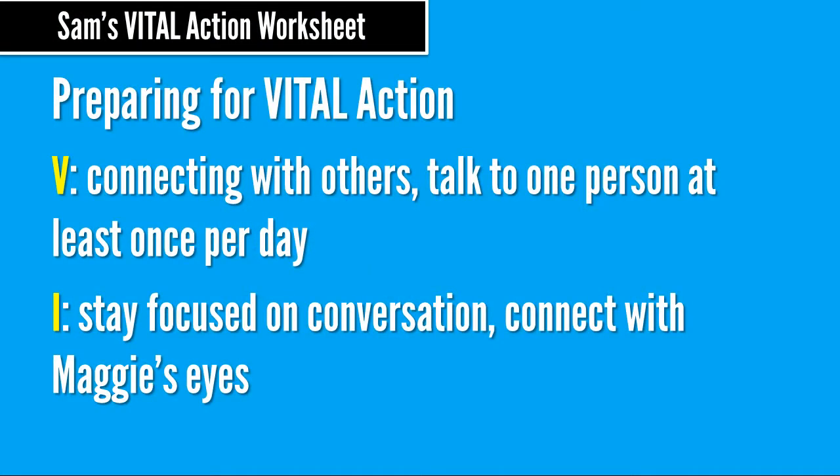So here's Sam's Vital Action worksheet. Again, as a reminder, Sam's action was to talk with Maggie for 5 minutes at the coffee break. So in the preparing for vital action section of the worksheet, for her values, V, what are the values and goals underlying the action? For Sam, her values are about connecting with others and collegiality. And her goal, of course, was to talk to one person at least once per day.